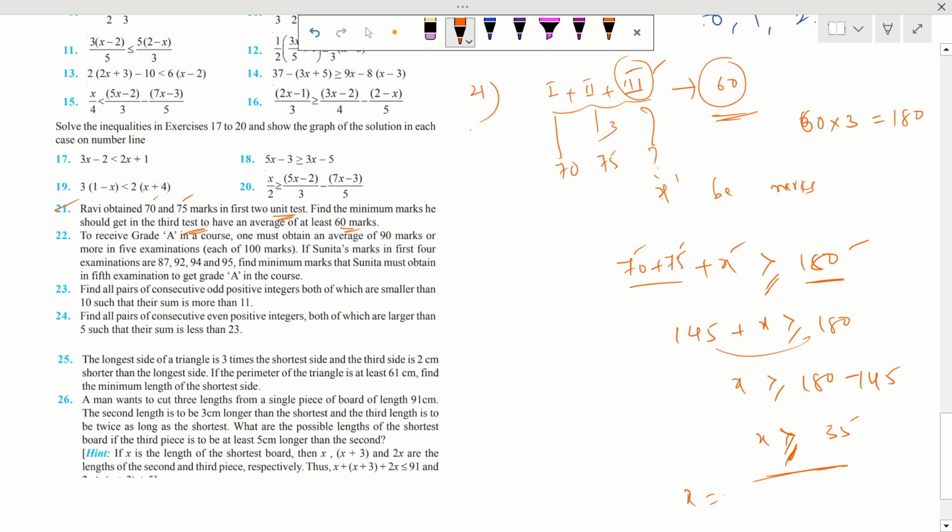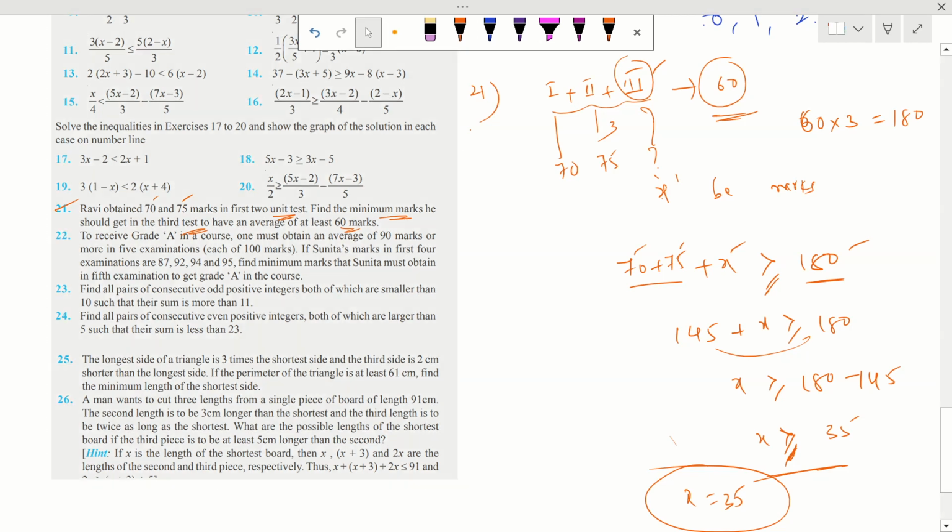Okay, minimum marks is 35. If we get 35, then the average will be 60 marks. Okay, the solution here, so minimum marks will be 35.